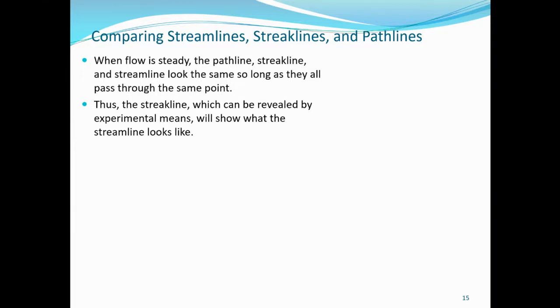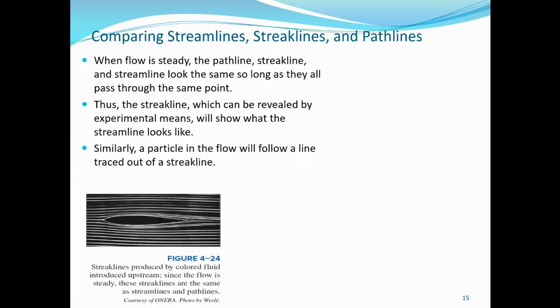That's the streak line, which can also be revealed by experimental means to show what the streamline looks like. Similarly, a particle in the flow will follow a line traced out by a streak line. So this is an example in which you have a steady flow, with streak lines produced by colored fluid introduced upstream. Since the flow is steady, these streak lines are the same as streamlines and path lines.